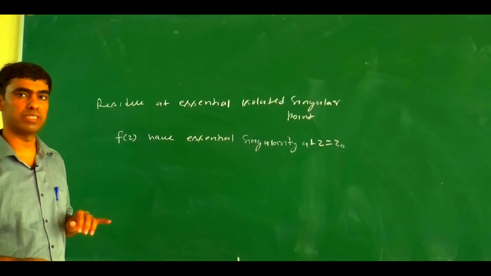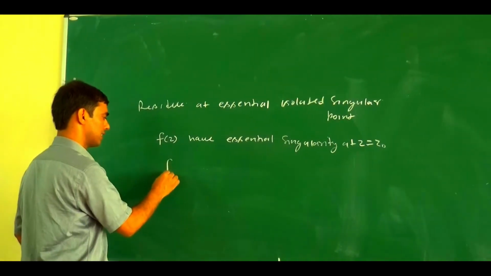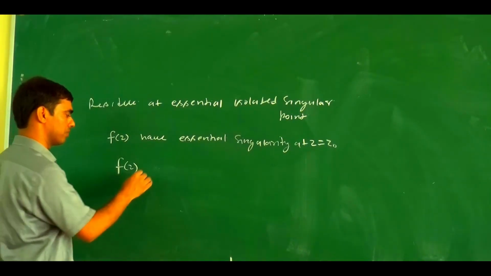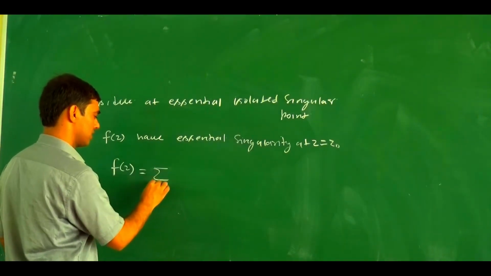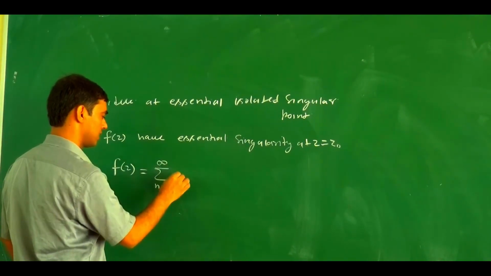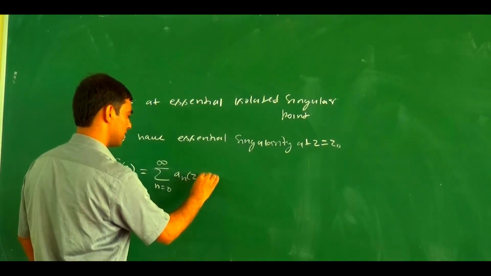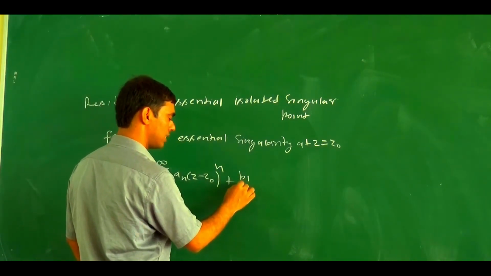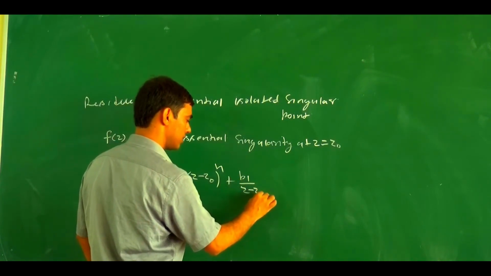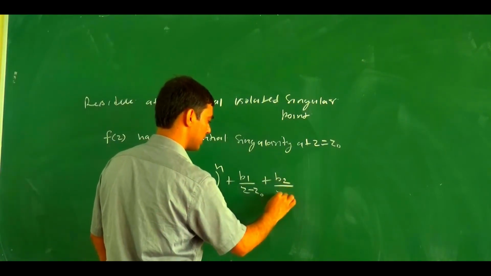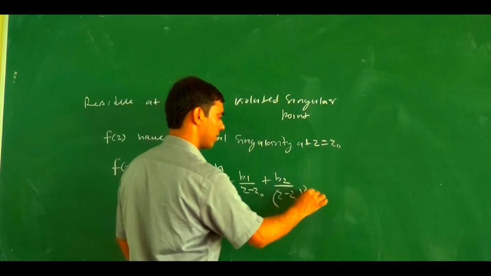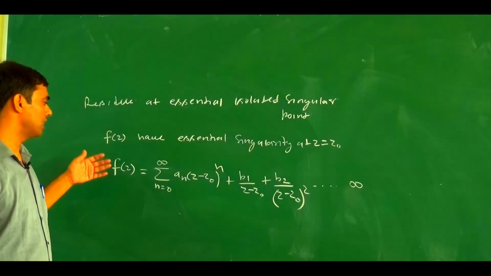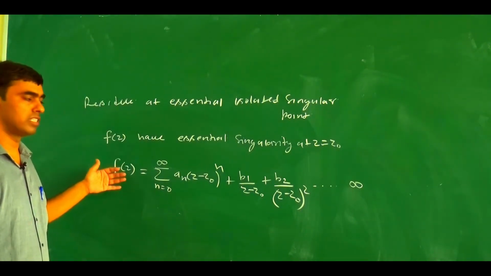Write the Laurent series expansion of this function. In a Laurent series expansion, the principal part has an infinite number of terms. That means the summation n equals 0 to infinity of a_n (z minus z0) to the power n, plus b1 (z minus z0) plus b2 (z minus z0) whole squared and so on, up to infinite number of terms. So we find the Laurent series expansion of f(z) about z equals z0.